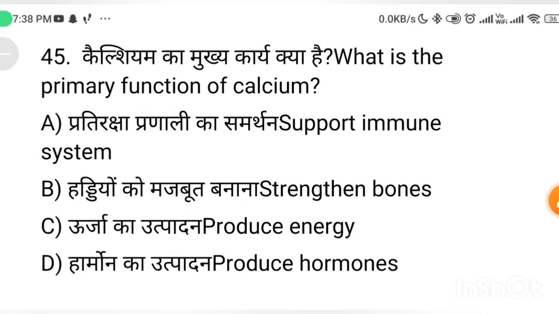What is the primary function of calcium? Option A, support immune system. Option B, strength bones. Option C, produce energy. Option D, produce hormone. Correct answer is option B.